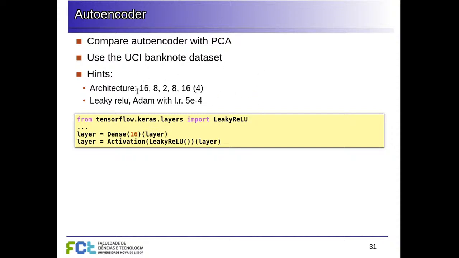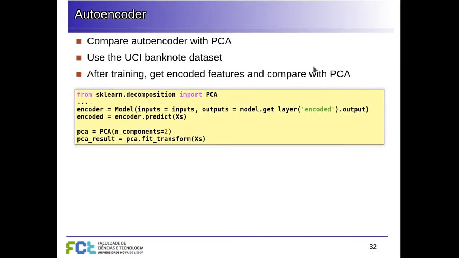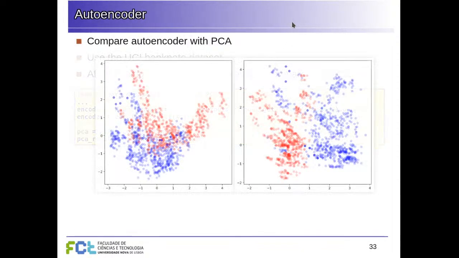Also experiment with different architectures. Look at the validation error to see if you can find a good autoencoder, and then compare it with PCA. So you can use PCA from scikit-learn, just use two components and use principal component analysis to project the original data into 2 dimensions, and then you can see the results. So this is one example. It may not be exactly like this. PCA should give you something like this.